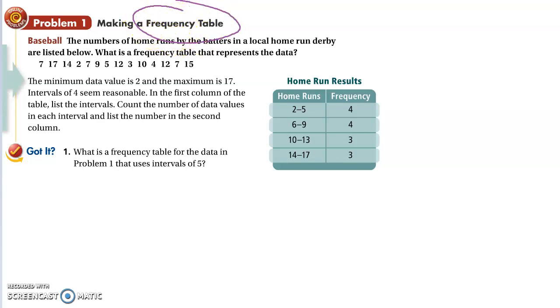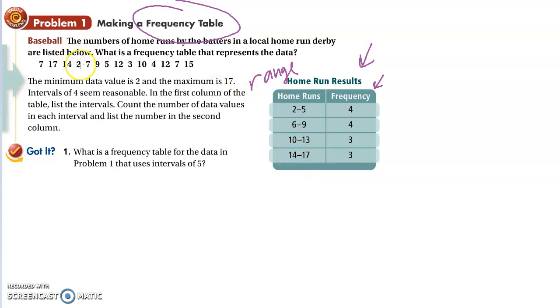Now, we want to organize it into something that looks like this, where we can easily identify the range of home runs that people might have hit, and then the frequency at which they hit them. How many people hit 2 to 5 home runs? How many people hit 6 to 9 home runs? How many people hit 10 to 13 home runs? Or how many people hit 14 to 17 home runs?